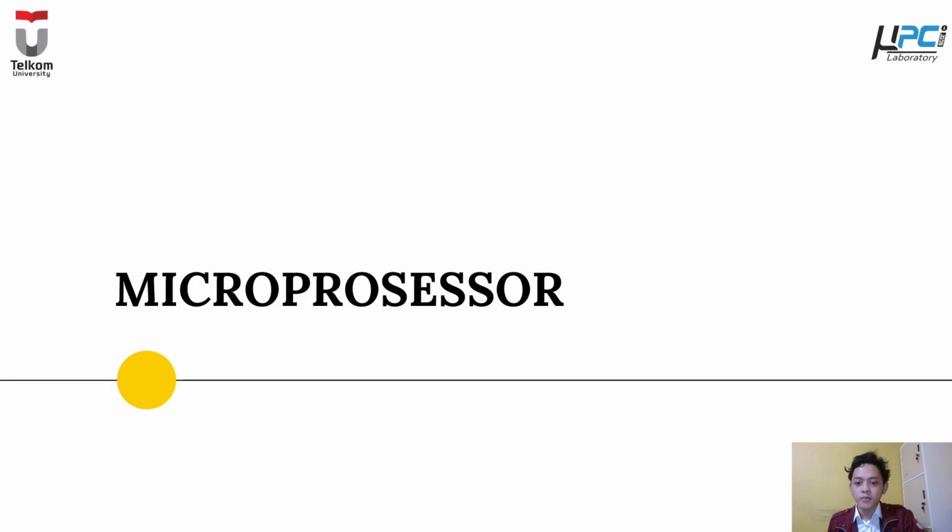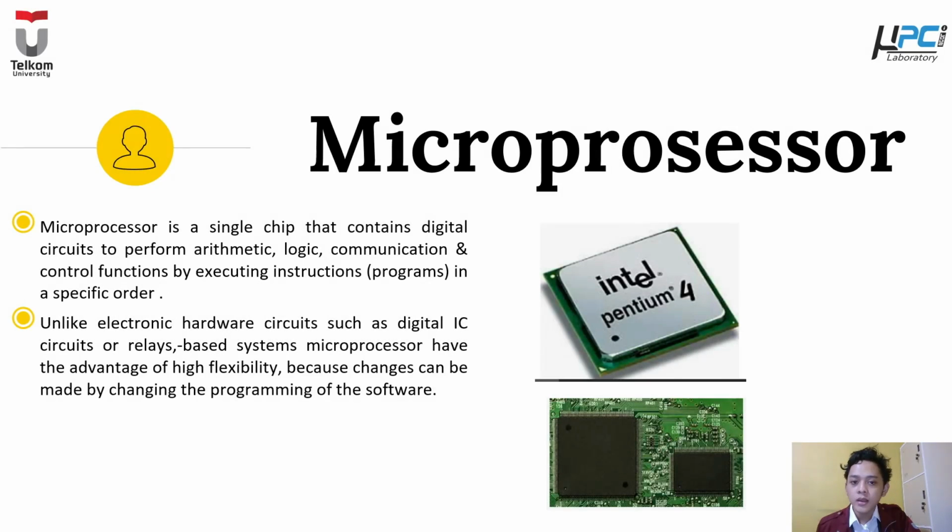Now we're gonna learn about microprocessor. What do you think microprocessor is? So microprocessor is a single chip that contains digital circuit to perform arithmetic, logic, communication, and control function by executing instruction or program in a specific order. Unlike electronic hardware circuits such as digital IC or relay-based system, microprocessor have the advantage of high flexibility because changes can be made by changing the programming of the software.